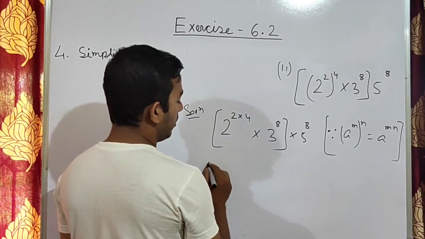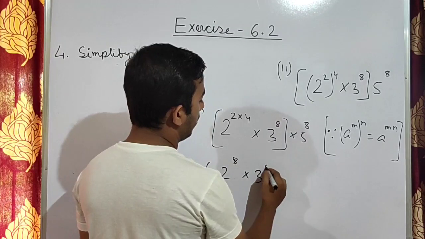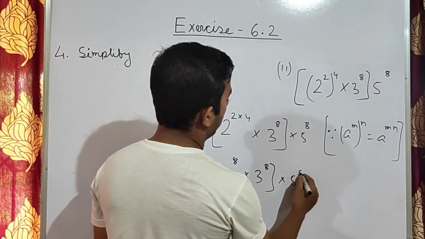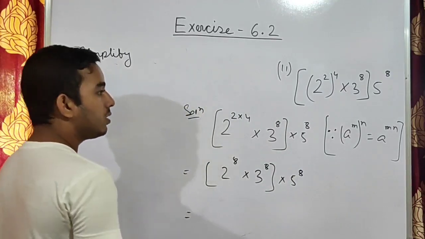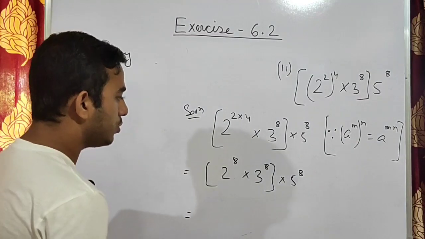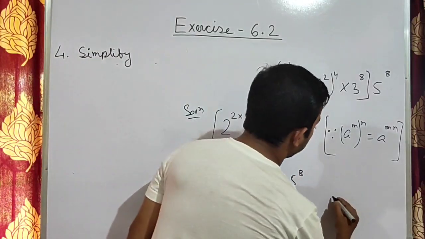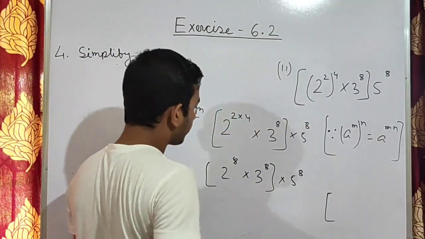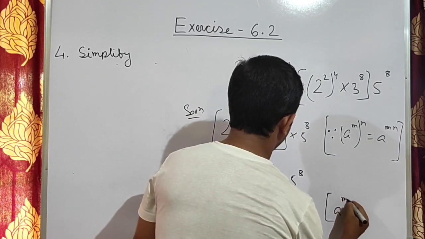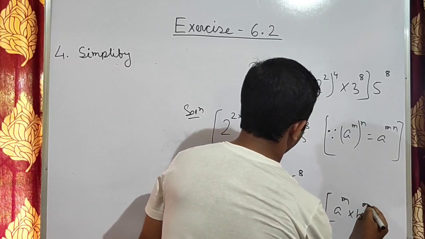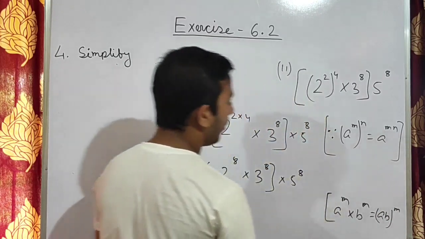Now it will be how much? 2 into 4 is how much? 2 into 4 it is 8, then 3 to the power 8, then into 5 to the power 8, clear? Okay. Now we have another formula, we have to just recall, okay. We have to recall all those formulas which we have discussed in our first class. Now look, we have another formula, isn't it, like this? A to the power m into b to the power m equals ab to the power m. We have one formula, right?